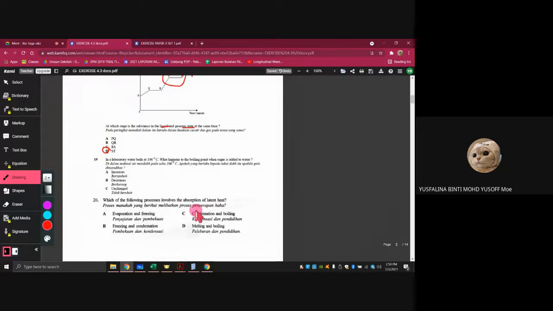In a laboratory, water boils at 100 degrees Celsius. What happens to the boiling point when sugar is added to water? The boiling point will increase.